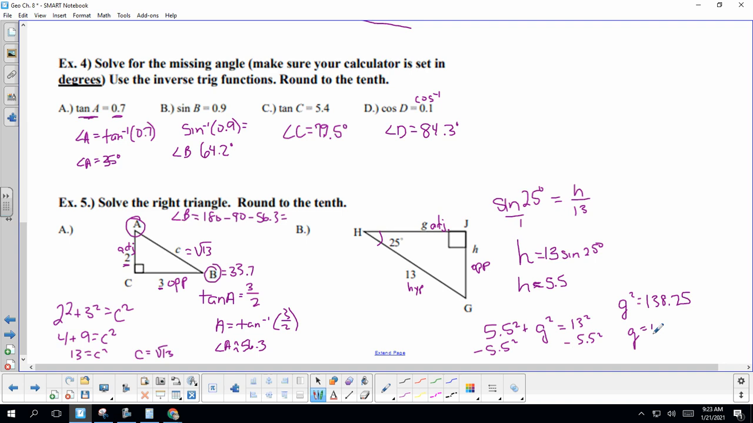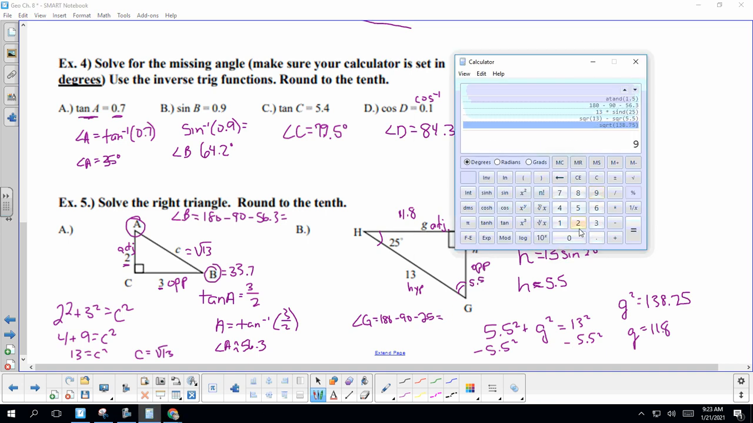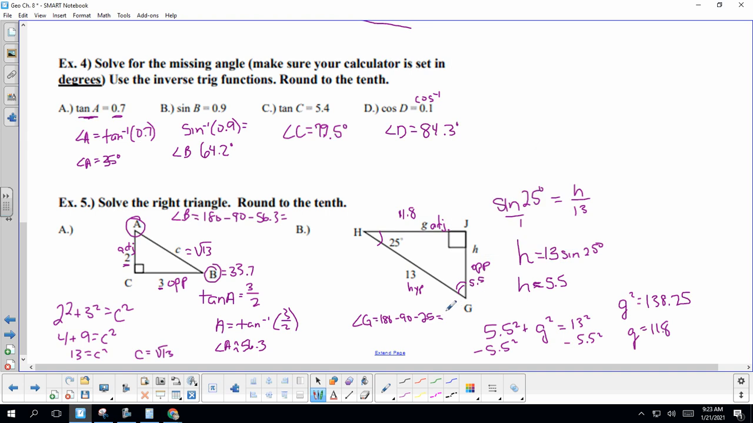And now I have solved almost this triangle. We're just missing angle G. So angle G is 180 minus 90 minus 25, which is 65 degrees. Yay, and we have all the angles, all the sides.